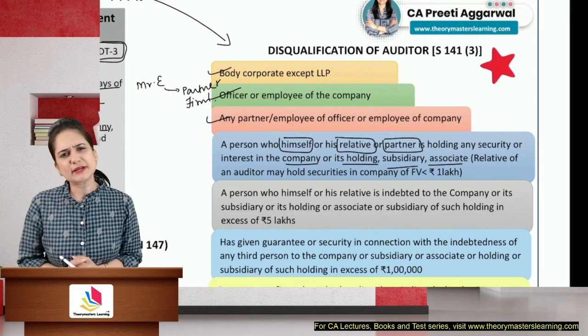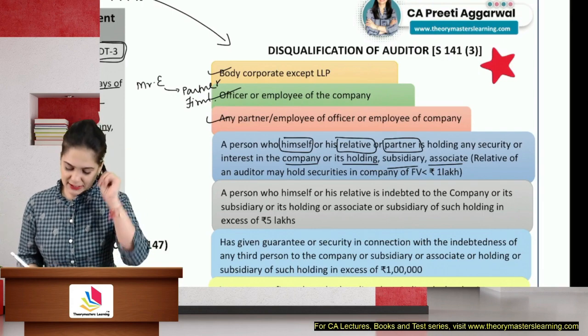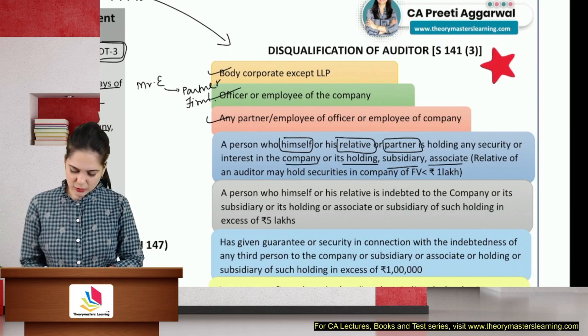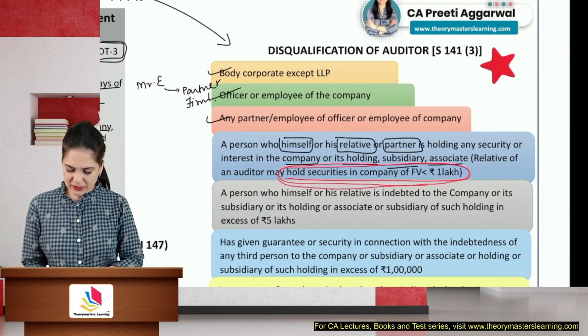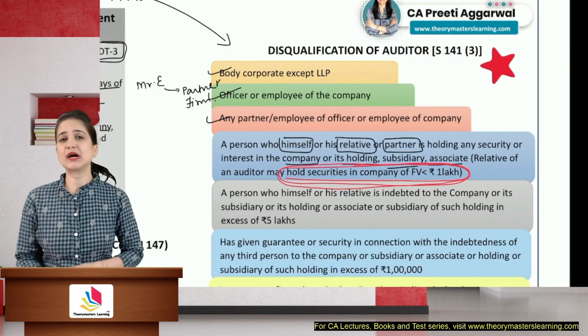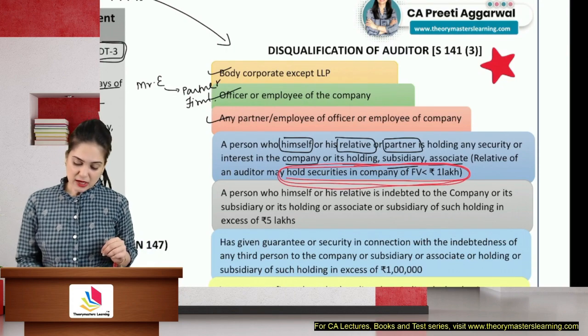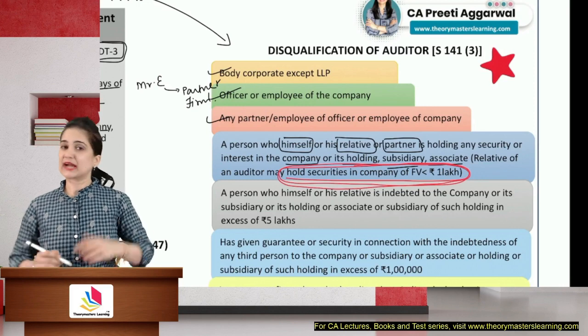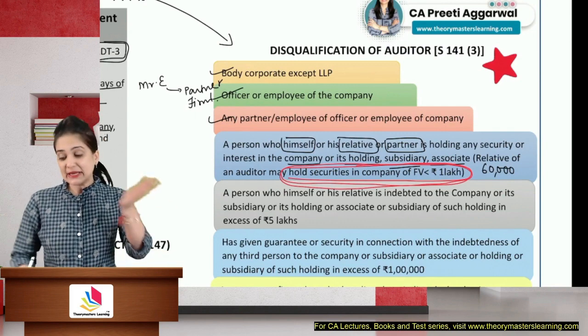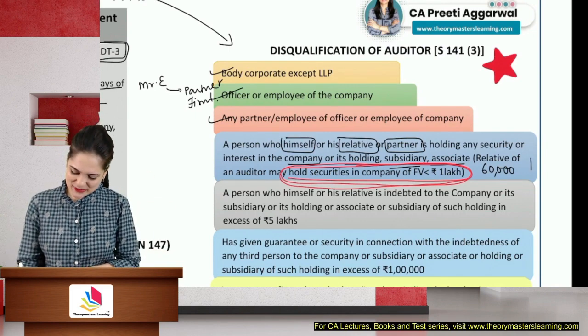Why punish the relative? So law has given some relaxation. Your relative, the relative of the auditor, can hold securities in the company of face value up to rupees 1 lakh. So yes, your relative can hold securities in the company up to face value rupees 1 lakh. Now in this case, what if at the time of appointment, my relative held only securities worth 60,000 rupees? So I was appointed as an auditor. Later on, he purchased more securities and now his holding is 1,20,000.